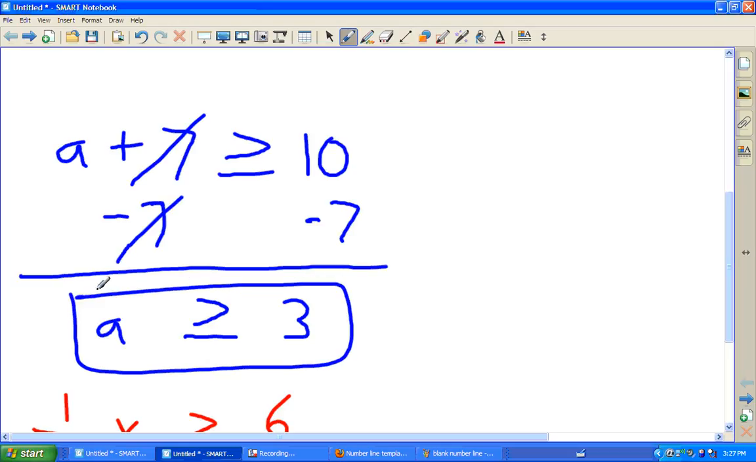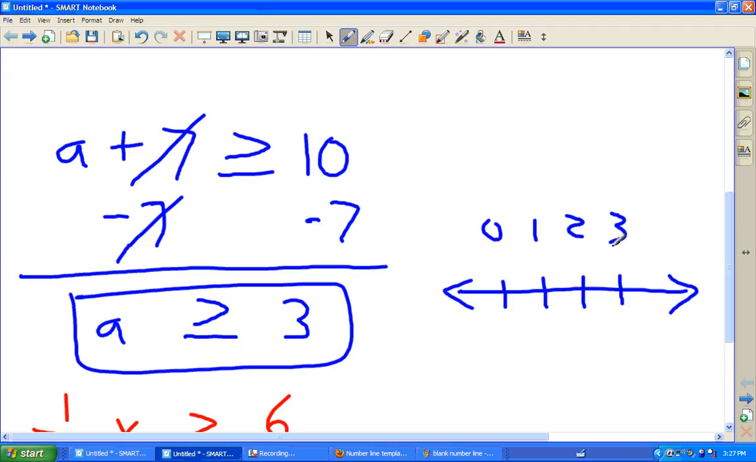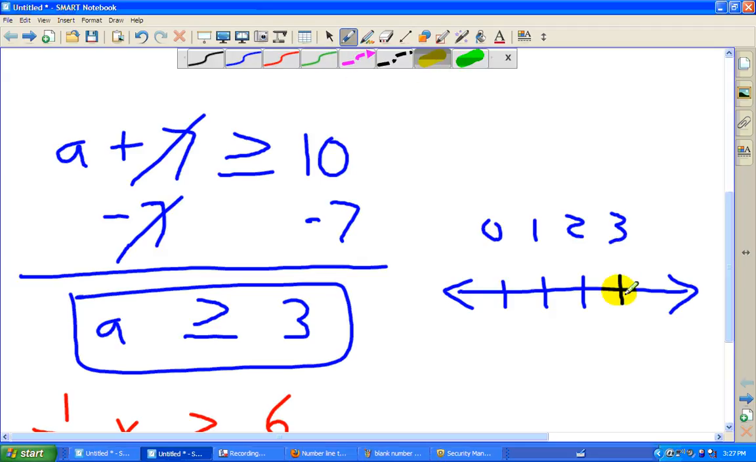These go away and leave me with a is greater than or equal to 10 minus 7, which is 3. There's my answer. Okay, the number line would look like this. Okay, a is greater than or equal to 3. 0, 1, 2, 3. Greater than or equal to 3. Again, I'll choose a big fat highlighter here. It's solid because it's greater than or equal to, and then I'll highlight going this way. There's my solution set for that one.